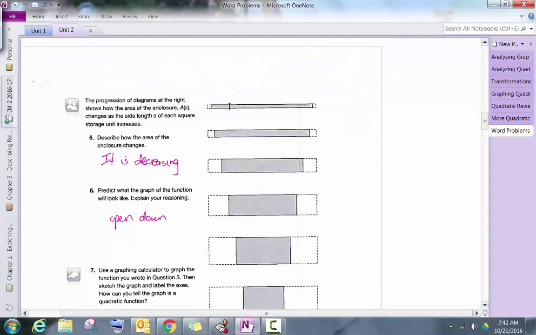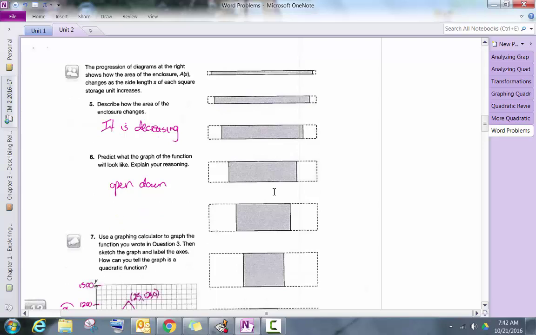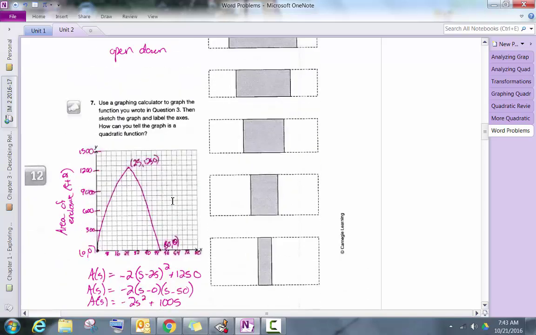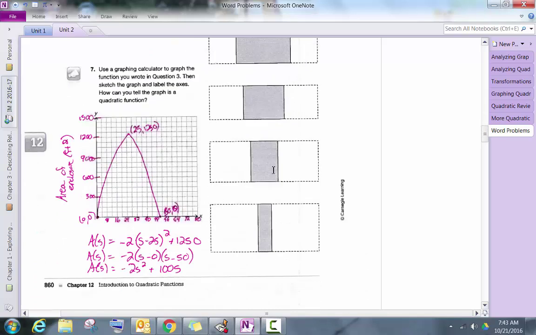So here's what happens as the square storage units get bigger, bigger, bigger, and bigger. Well, what happens to the area of the enclosure? Well, it shrinks. And what would the graph of the function look like? Well, the graph is graphing the y values, or our area. So our area is going to keep decreasing. So we graph it. Now we need to scale it. So we need to really figure out what our graph looks like first.